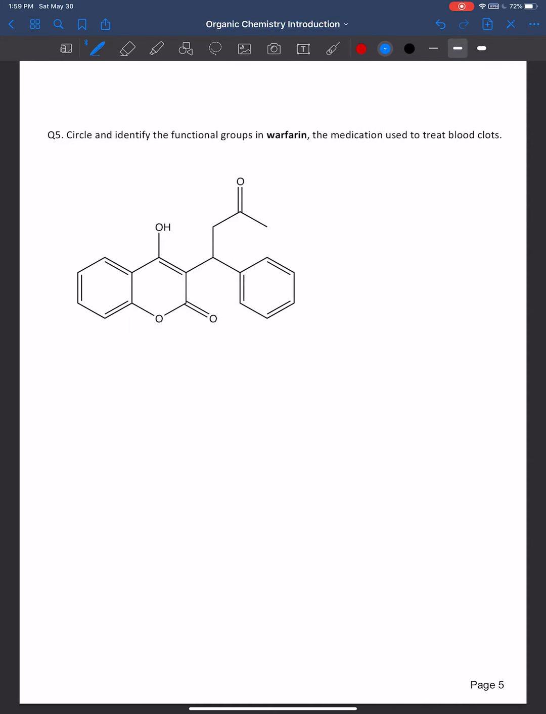All right, so let's do an example together. I'm going to use a highlighter, so I'm going to highlight and identify functional groups in warfarin, and this is a medication that's used to treat blood clots. So go ahead, pause the video, and try on your own to identify the functional groups first, and then come back to the video to check your answer with me.